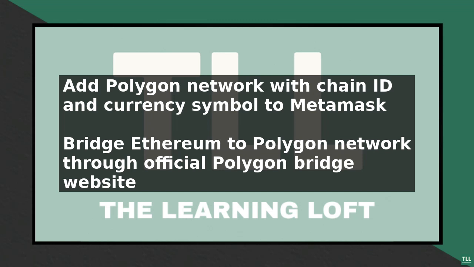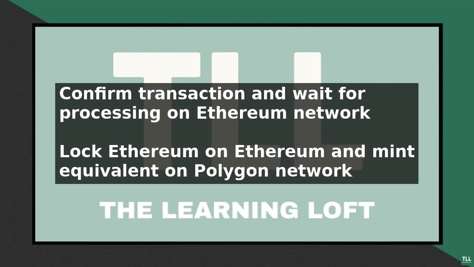To do this, go to the official Polygon Bridge website and connect your MetaMask wallet. Select the token you want to transfer, in this case, Ethereum, and the amount you want to transfer. Then, confirm the transaction and wait for it to be processed. This may take a few minutes, depending on the network congestion.